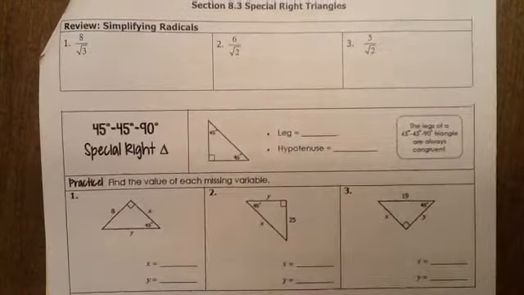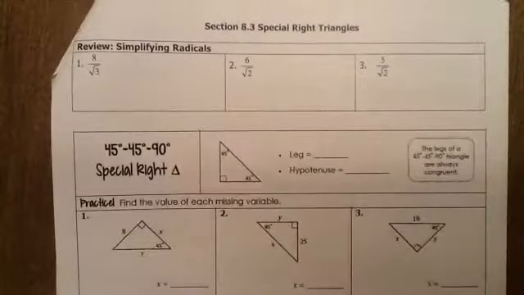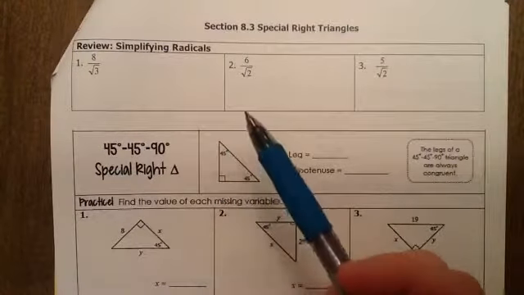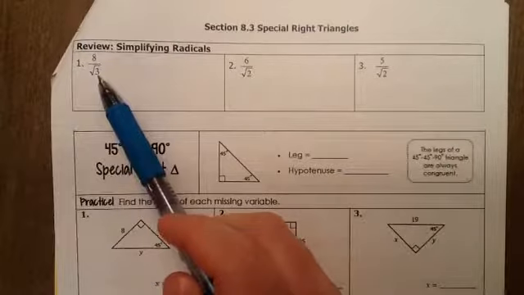Hello, mathematicians. Today we are going to talk about two special right triangles. And before we get to that, we need to review some algebra concepts of simplifying radicals. In algebra, we discussed that you cannot have a square root in the bottom.